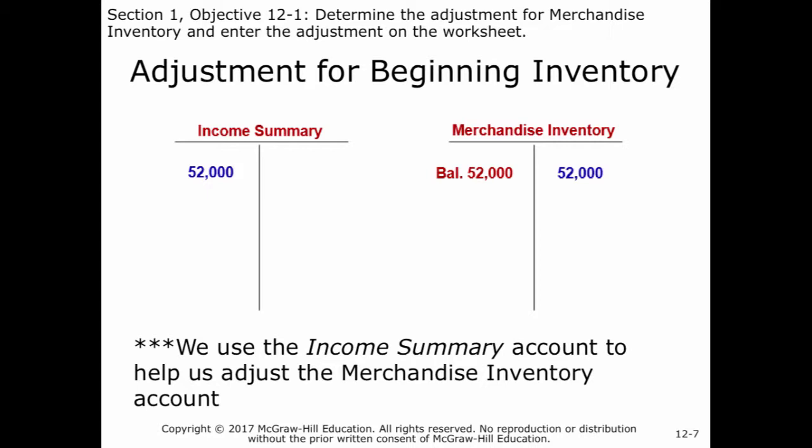These two accounts are part of assets, so remember that the debit side, or the left side, is used to increase the account, and the credit side, or the right side, is used to decrease the account. So now we will see that merchandise inventory will have a 0 balance, and income summary will have a balance of $52,000.